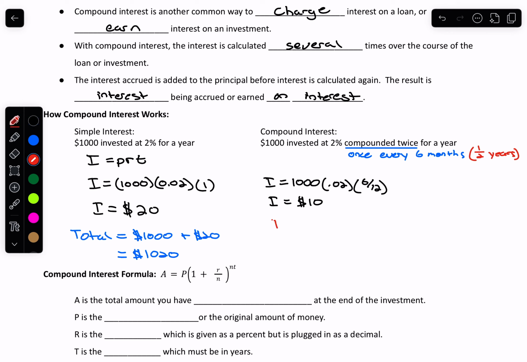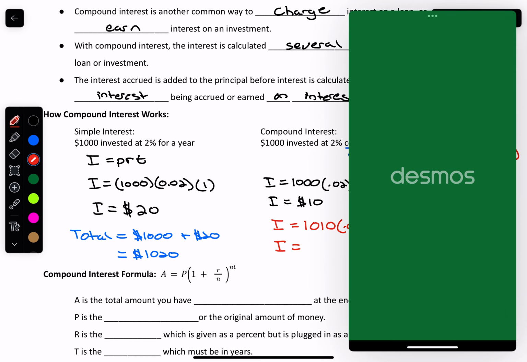So now for the second 6 months, we're going to calculate interest where this time we have $1,010. Notice 1,010, I added the original 1,000 with the 10 that we just earned. So our new principal is 1,010. We're going to multiply this by 0.02 and 6 over 12 again, so another 6-month period. When we multiply that all out, this time the math is a little more complicated. So we're going to get interest equals, and this time a little less obvious what we're going to get, so I'll show you on the calculator.